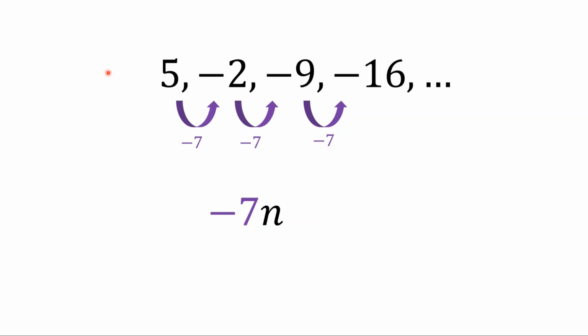I then want to go backwards, so I think, well, where would I have been just before 5? What would my 0th term be? My 0th term would be 12, because then 12 minus 7 is 5. So here we've got negative 7n plus 12. Notice how this is a plus, because this is a positive 12. The fact that we were dealing with negatives before doesn't change the fact that this is a positive 12, so that's going to be plus 12.